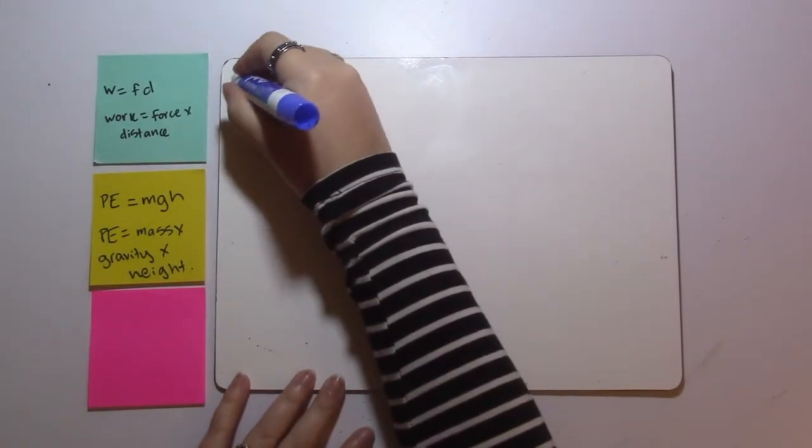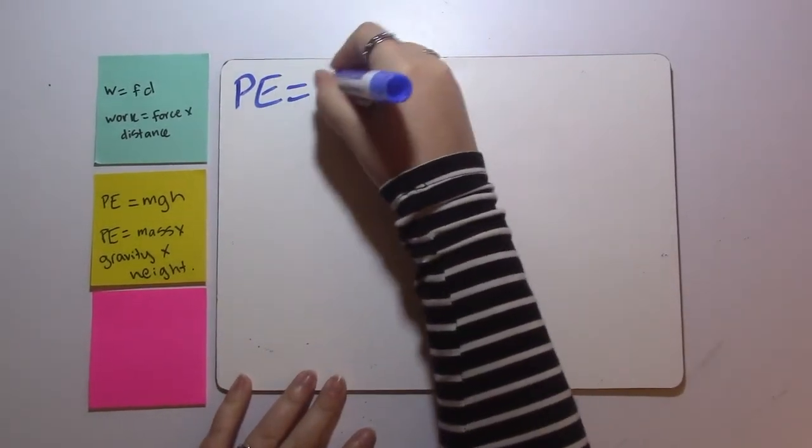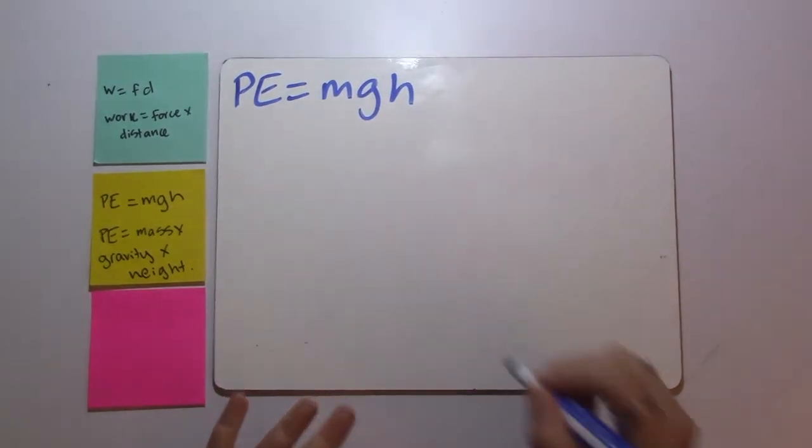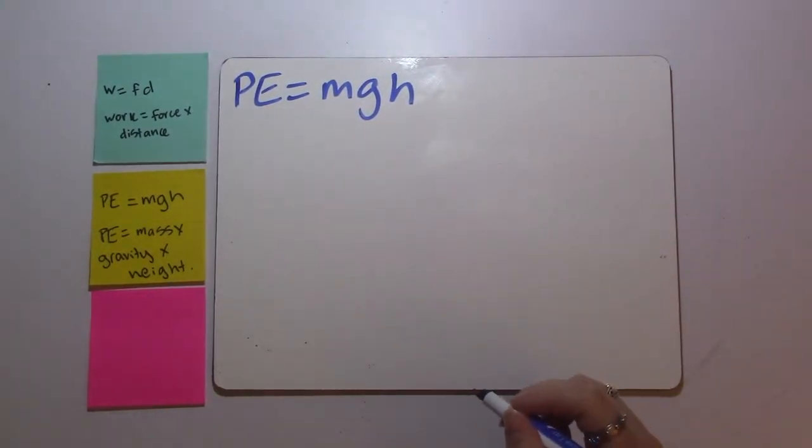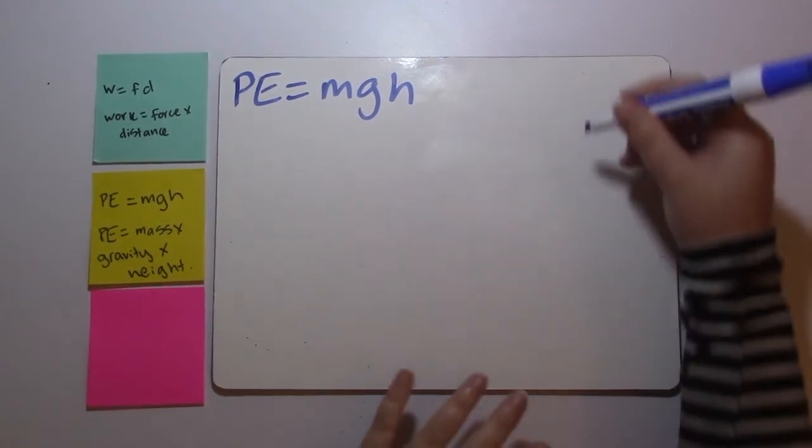So let's do a practice problem. Again, our equation is PE equals mgh. Let's say we are trying to figure out how much potential energy there would be if a bell were to fall from a bell tower. So remember, it hasn't fallen yet, which is why it's potential energy instead of kinetic, but we want to figure out how much energy is stored in there if it were to fall.